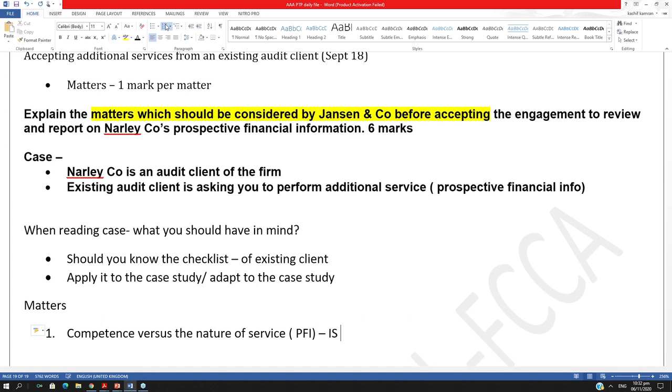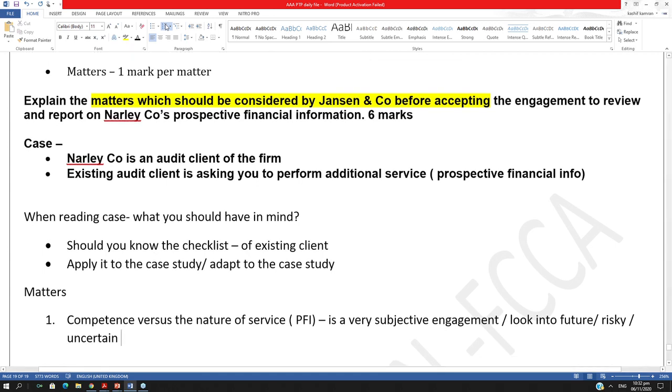And do you all believe PFI is a very subjective engagement, because it looks into the future? It looks into the future, which is very risky, which is very uncertain. So is it like a simple service, or is it like a very complex service? Because you're looking into the future, right? You are working on the assumptions of the management, right? So competence. Okay, second thing I would be looking for is the deadlines.